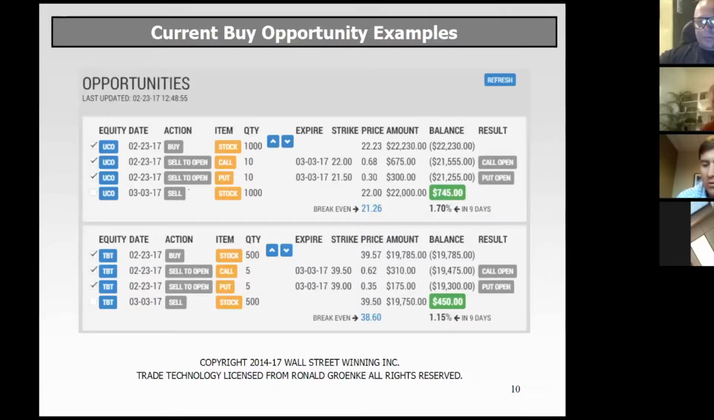So UCO is the ProShares ETF, right? Right. UCO is 2X oil. Do you guys do a lot of ETFs? We do a lot of ETFs, both for premium opportunity and, I'll call it, diversification.